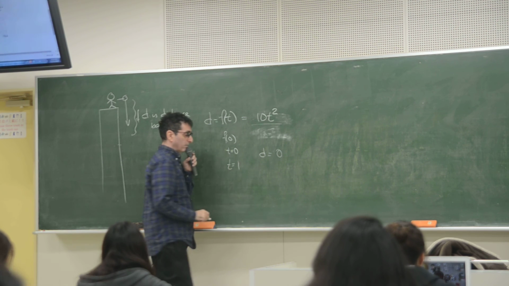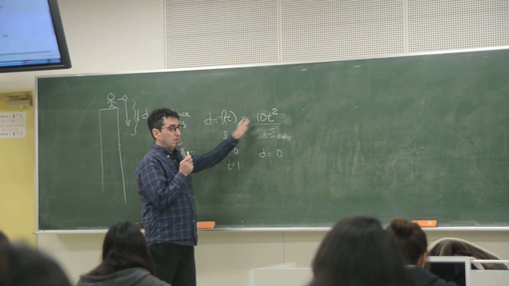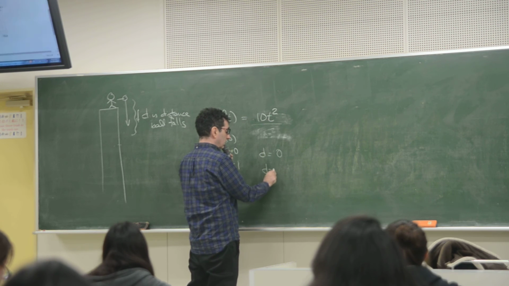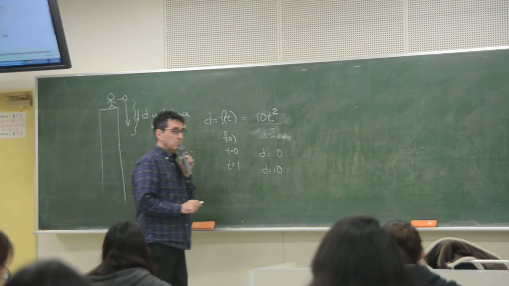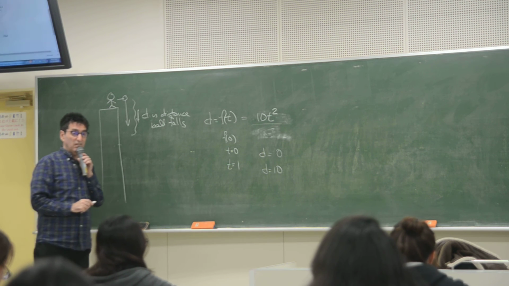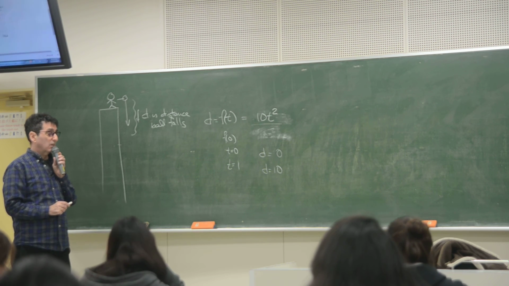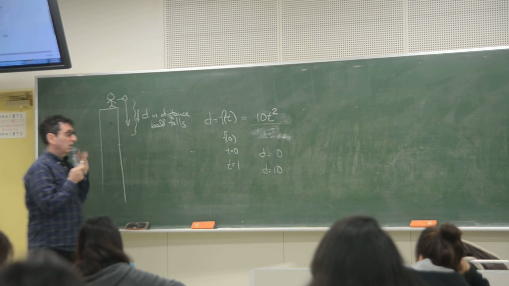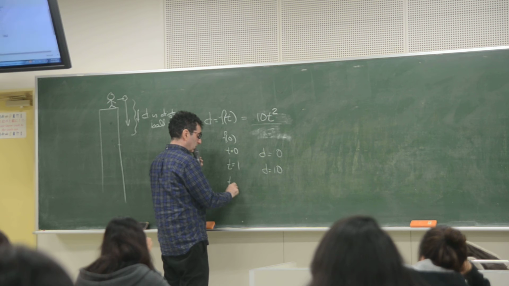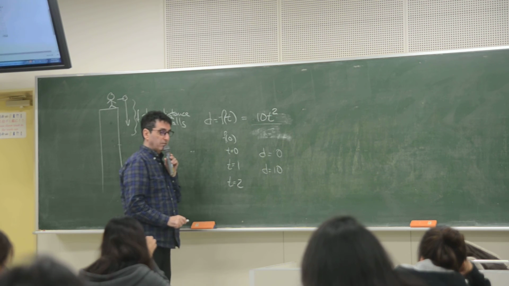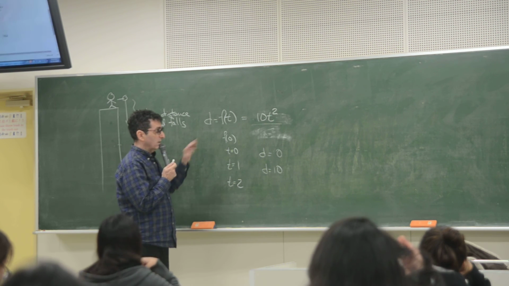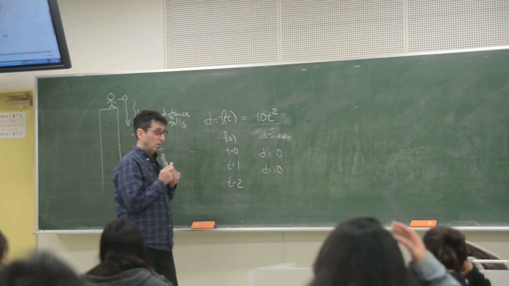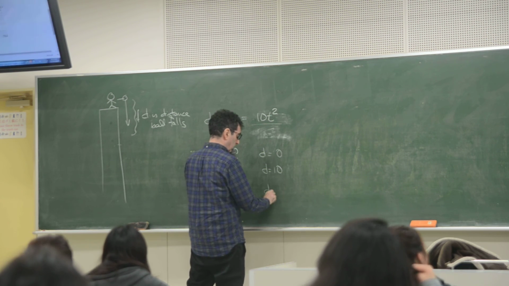Okay, so how about when t is equal to 1? What does it mean? Well, when I put in 1 here, I get d equal to 10. That seems plausible. It's 1 second, it's fallen to a distance of 10 meters. Okay, and when t equals 2, what does that give us? So 2 squared is 4, so d is 40.